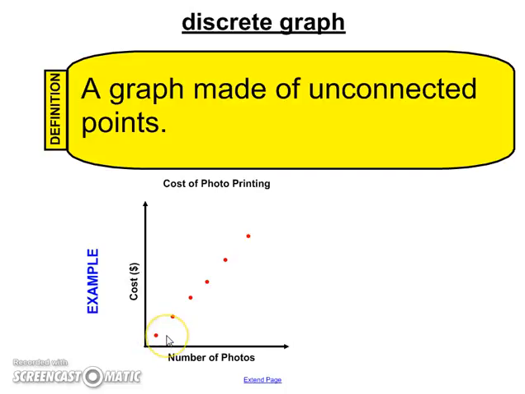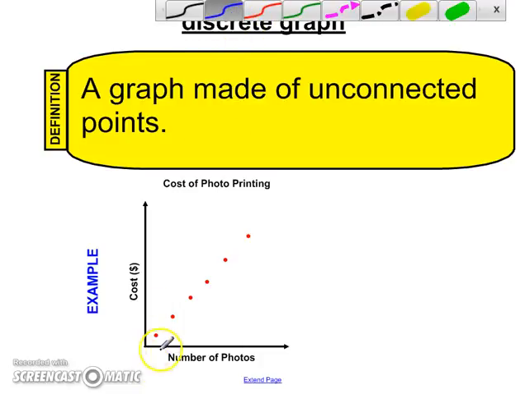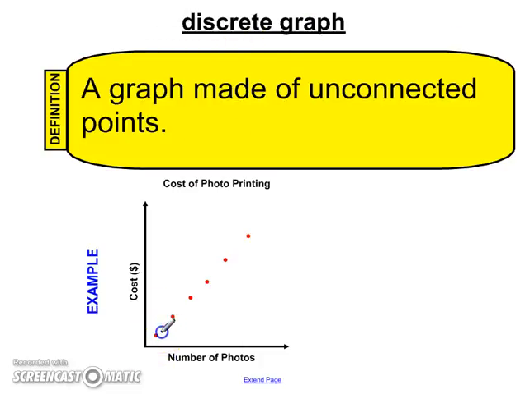Now the reason that this is not continuous, why it's discrete, why we are using dots, is because this information in the middle doesn't make sense. What I mean by that is if this is the cost of one photo and this is the cost of 2 photos, you're probably not going to buy 1.5 photos, 1 3/4 photos, or 1 7/8 photos. So this information in the middle doesn't make sense.